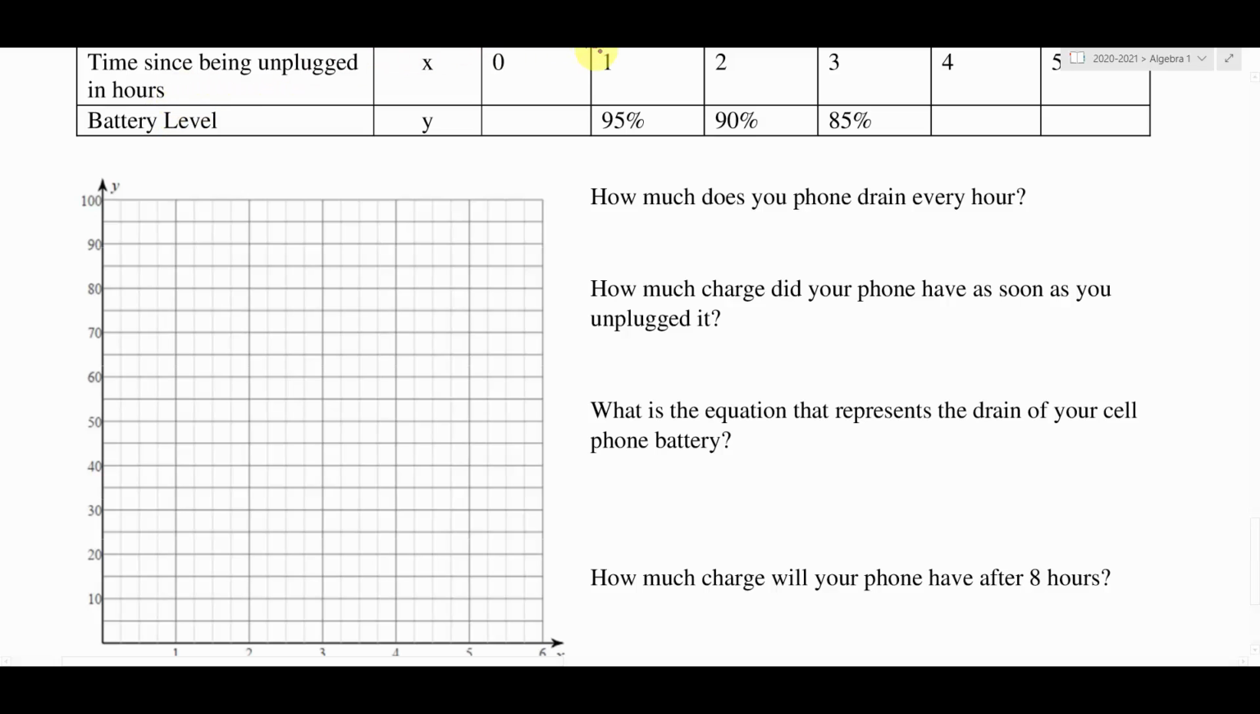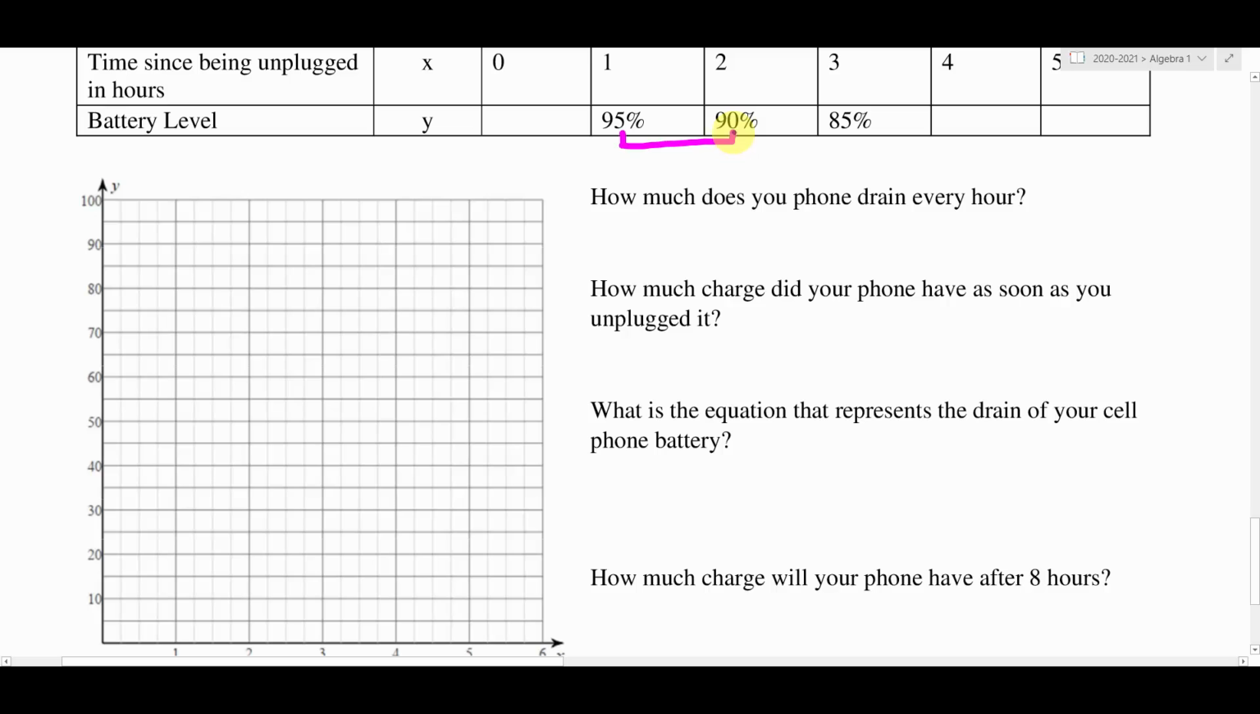All right, so according to our table, 1 hour after I unplug it, the battery level was at 95%. Then at 2 hours, we're at 90%. Then at 3 hours, we're at 85%. And you might say, okay, I'm noticing a pattern here, right?